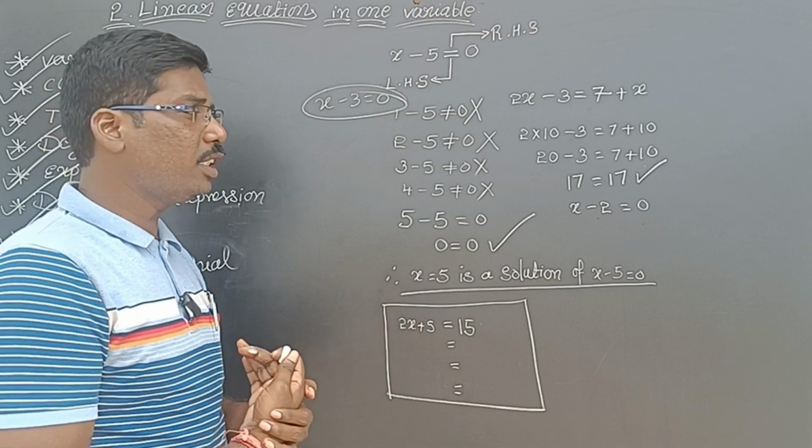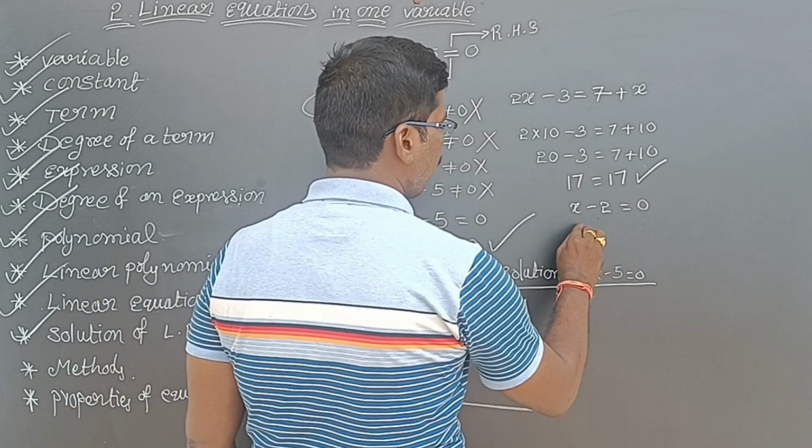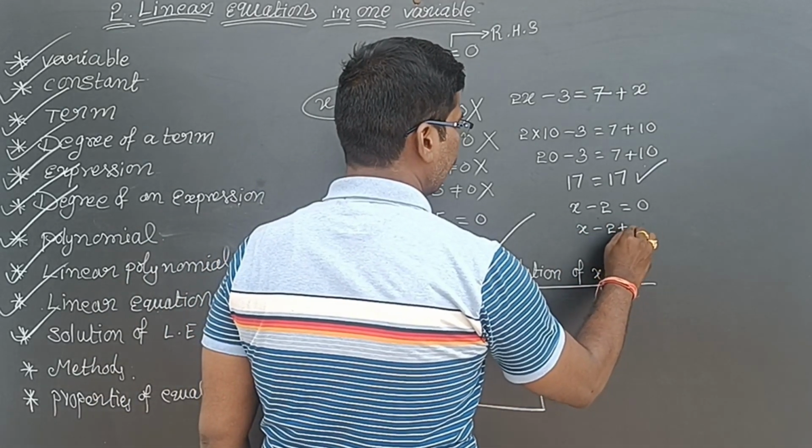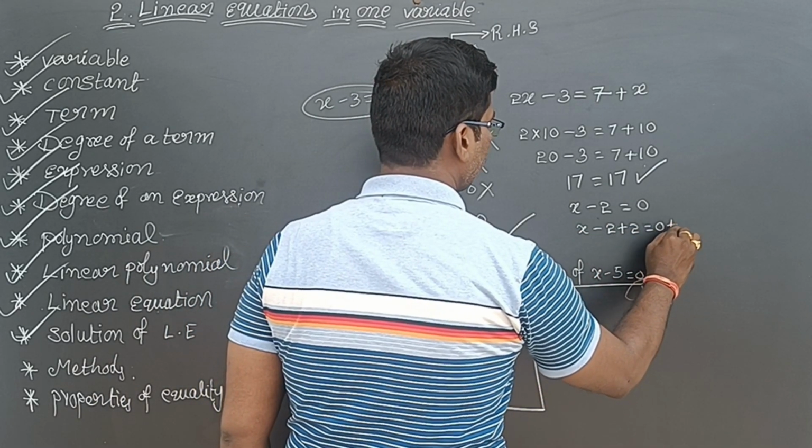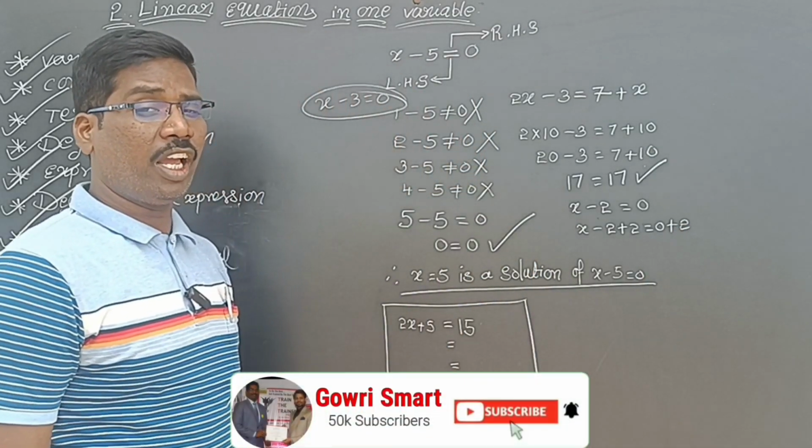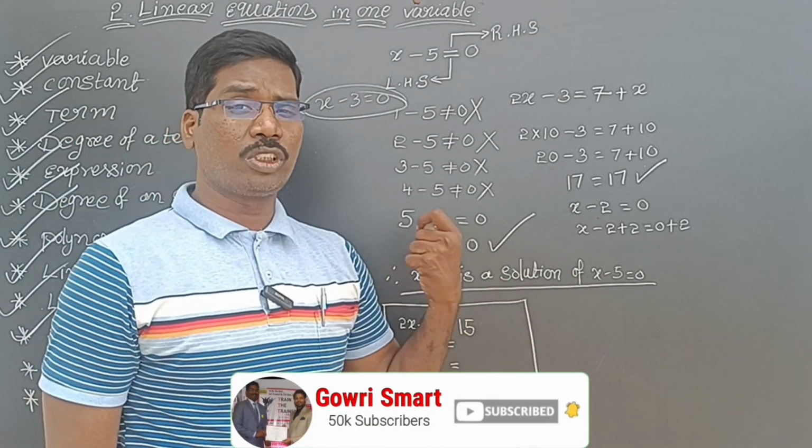You will get the answer. See here, I am adding 2 on both sides. That means x minus 2 plus 2 is equal to 0 plus 2. What have I done? I am adding 2 on both sides.